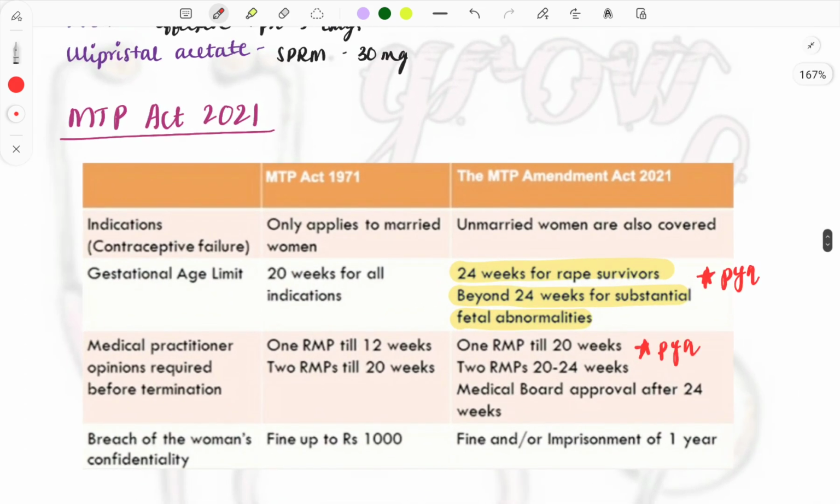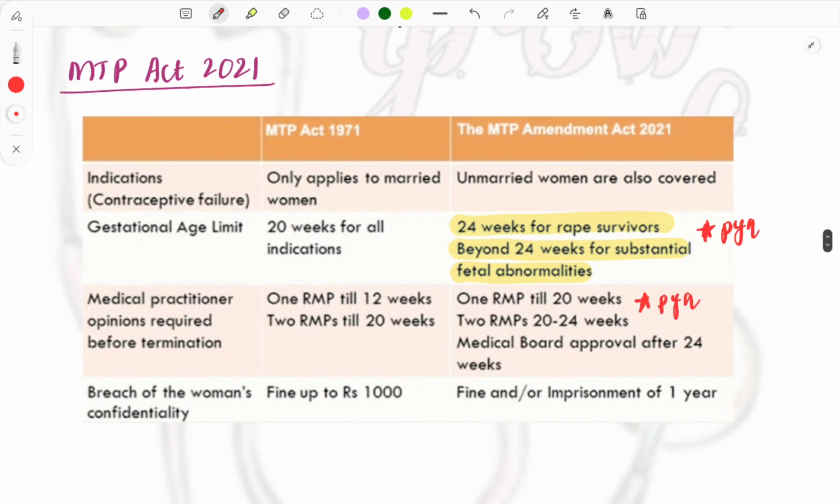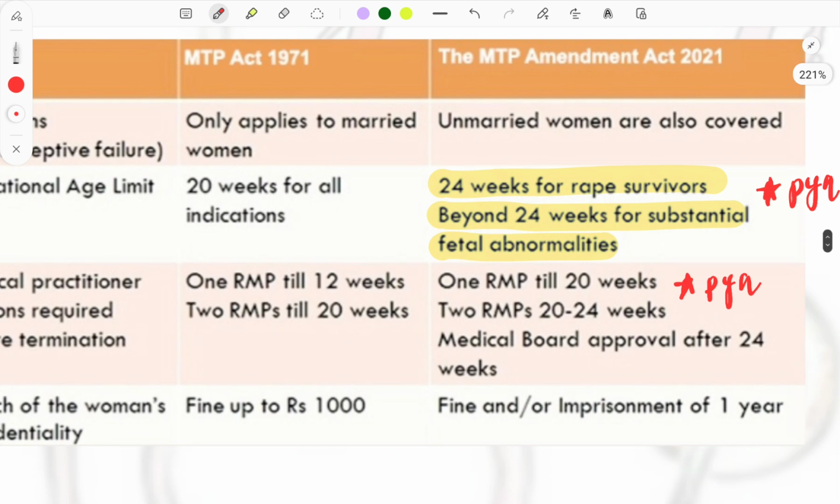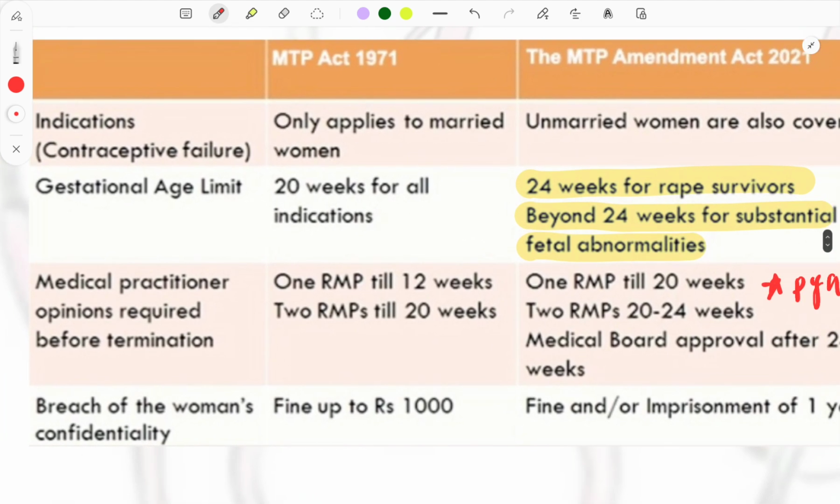Then the MTP Act. This MTP Act is also important from forensic medicine as well as OBG. Questions are asked based on the weeks, like in which week we can give termination to which women, and the opinion of the doctors required, like the age limit.